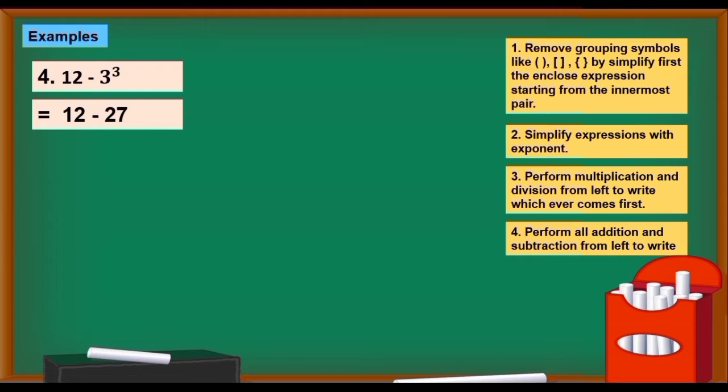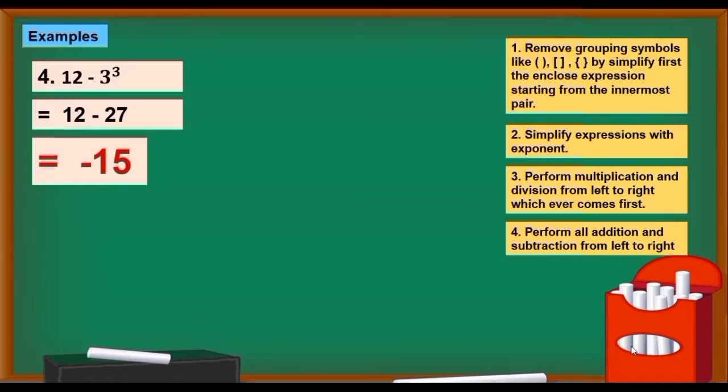And then, i-apply po natin yung subtraction ng integers. Diba sa subtraction ng integers, 12 minus 27 ay yung change operation, then get the opposite ng pangalawang number. So, 12 minus 27, the answer is negative 15.